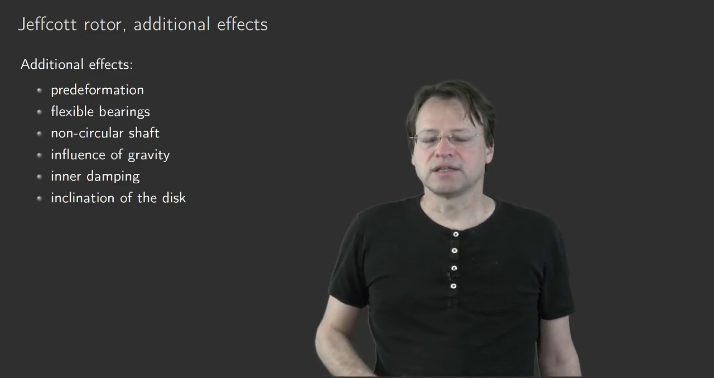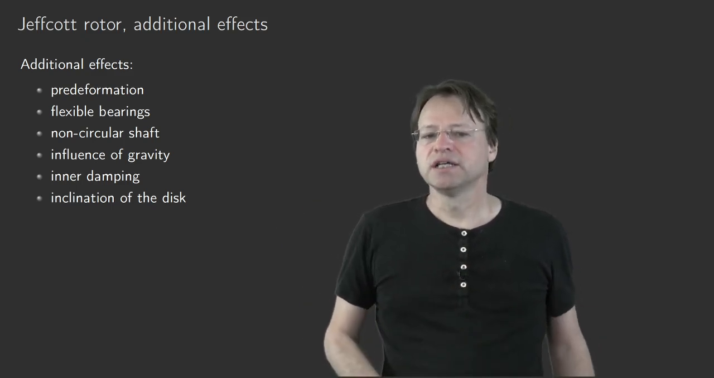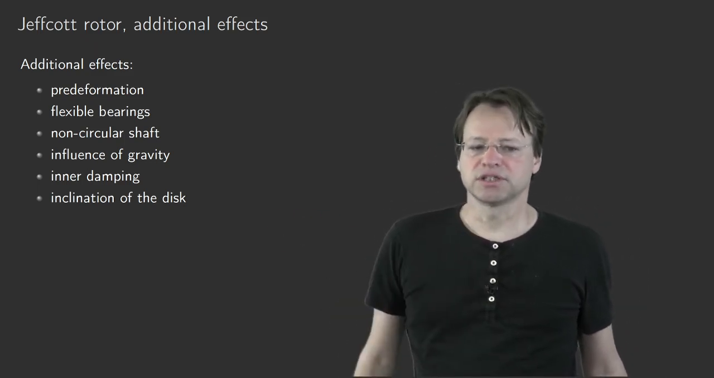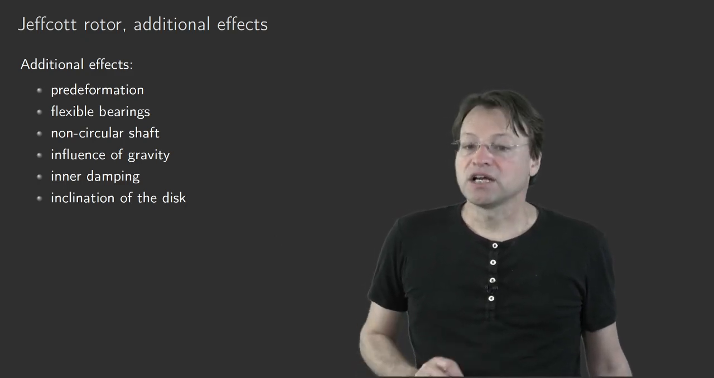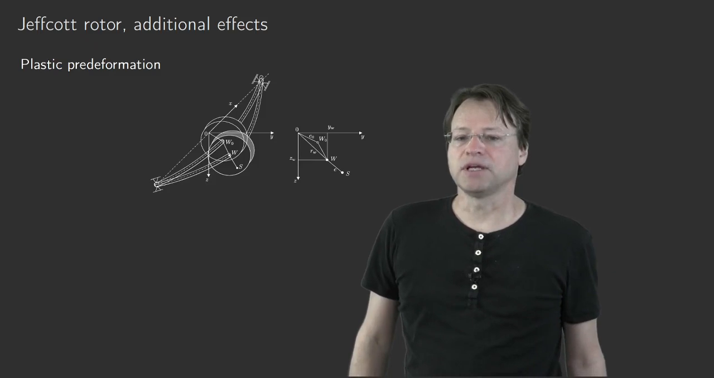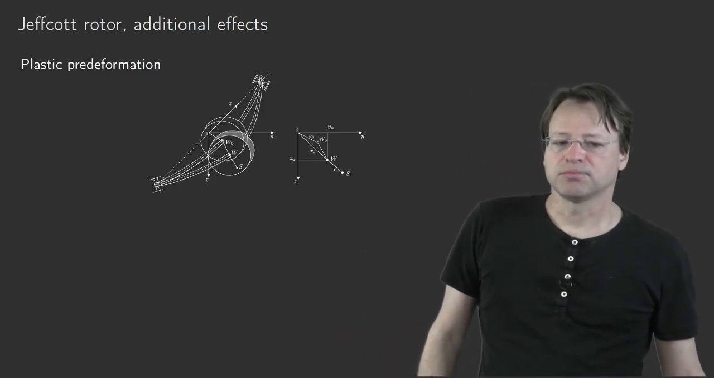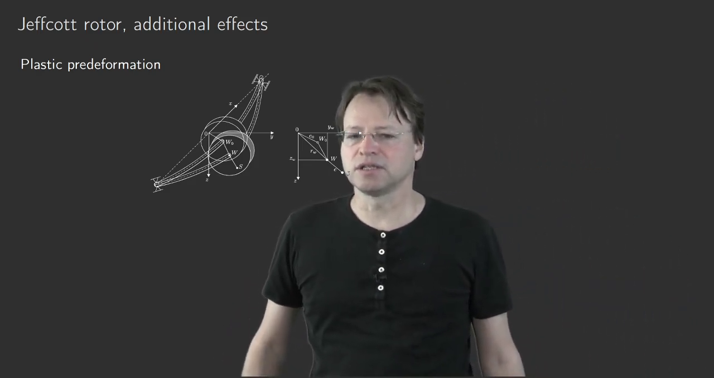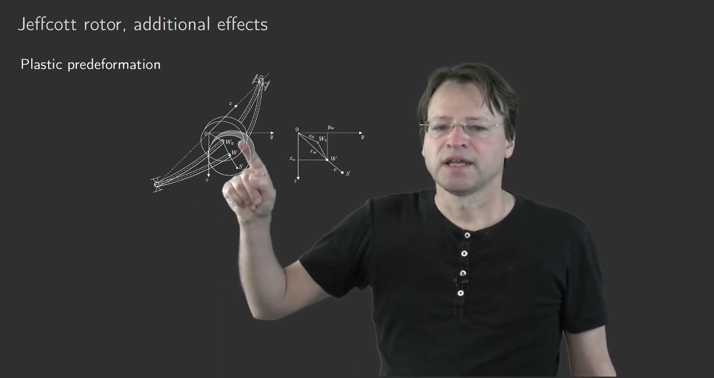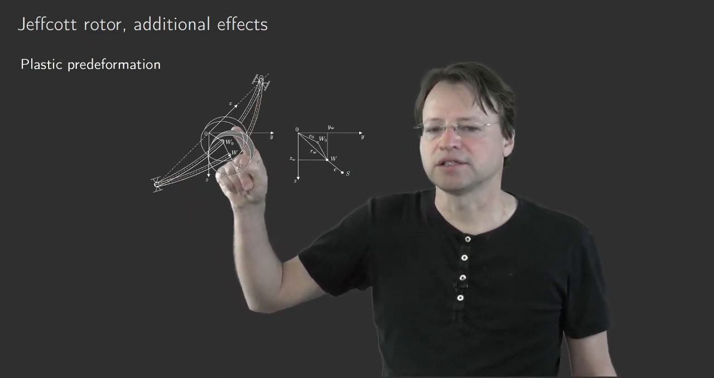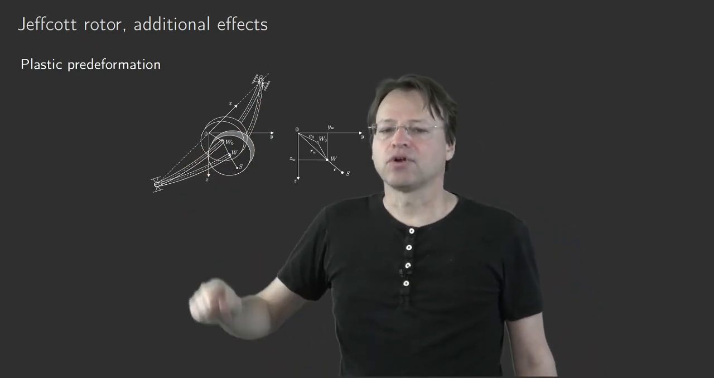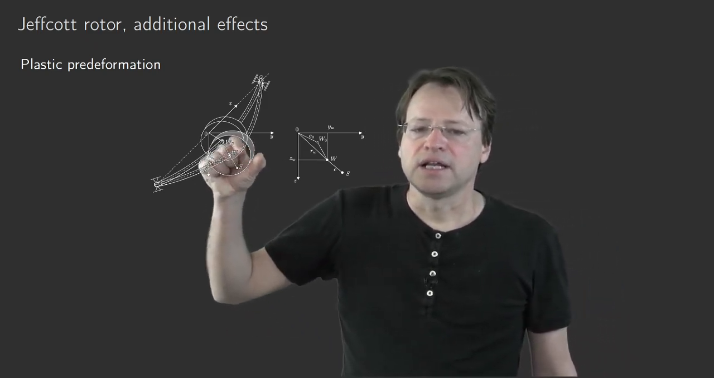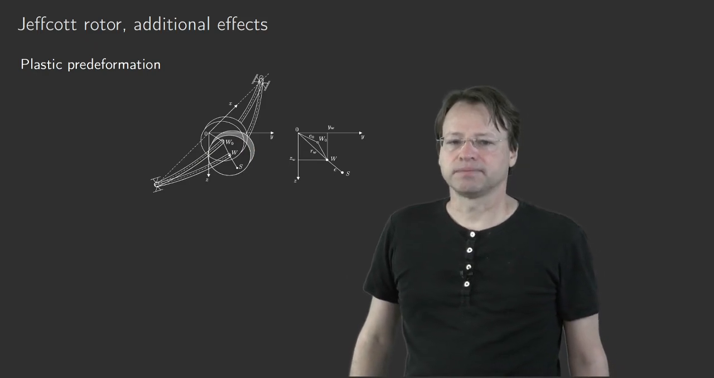What you will discover here is that there's much more complexity in the solution that might affect the dynamic behavior of rotors of machines. Okay, let's start with the first effect here with predeformation. So what is predeformation? Predeformation means we have plastic predeformation in that sense that, as you can see in this figure, the rotor assumes an initial state that is already deformed, and from this initially, plastically deformed state, the elastic deformation of the shaft starts.